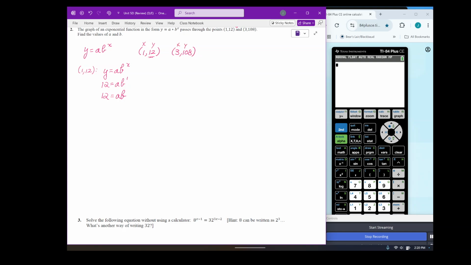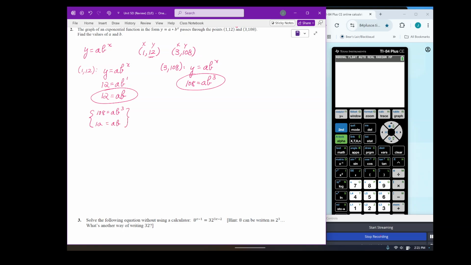Then if I do the same thing over here, where I plug in 3 and 108, then I get y equals AB to the x. When x is 3, y is 108. So that's like plugging in the 3 for the x: AB cubed equals 108. And now I've got two equations with two unknowns. So it's actually a system of equations. I'm actually going to put the 108 on top, and you'll see why in a second.